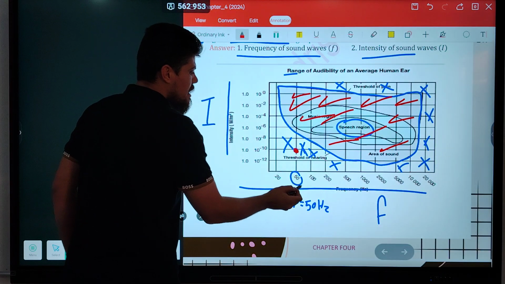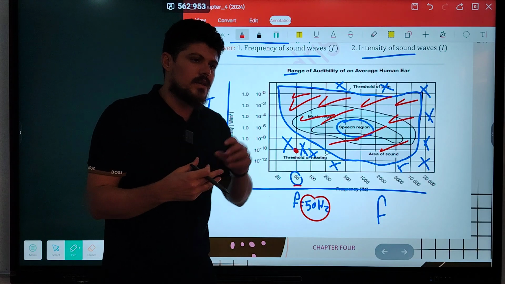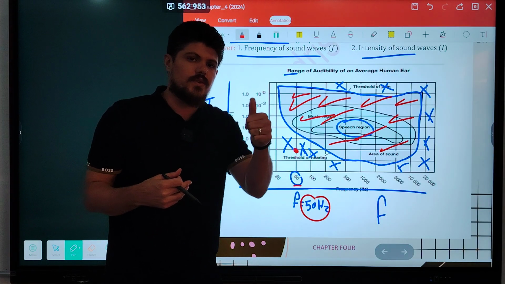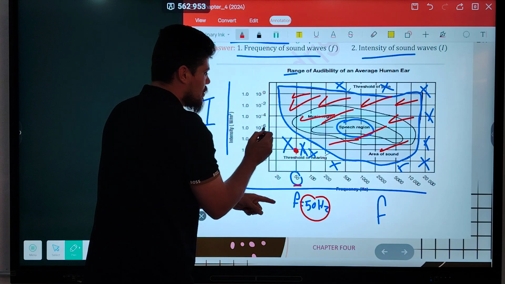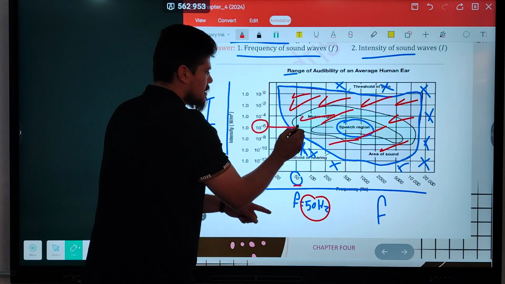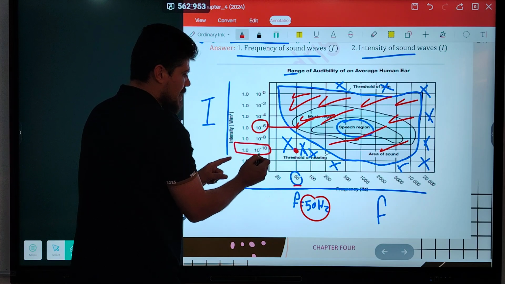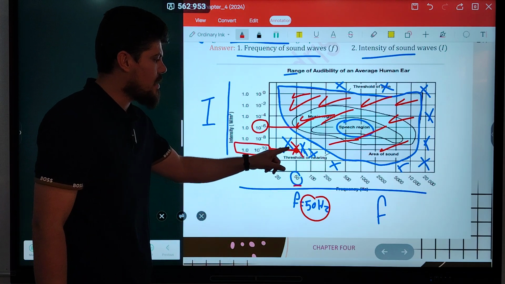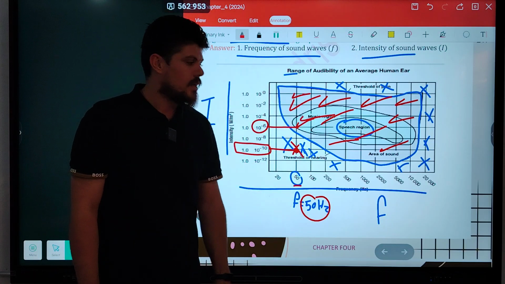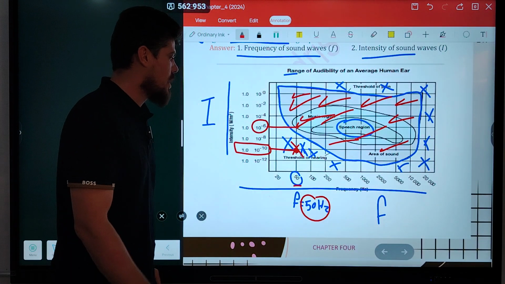So when can 50 hertz be heard? We can hear this sound with the frequency of 50 hertz if the sound source has an intensity of about 10 power negative 6 here. But when the intensity is equal to 10 power negative 10 at this point, can we hear this sound? This sound is not audible. The sound away from this curve is not audible.